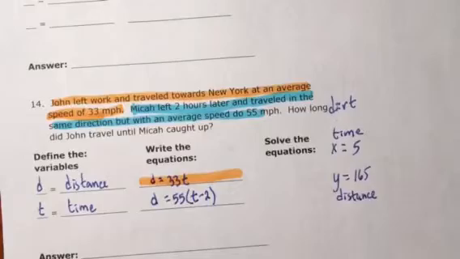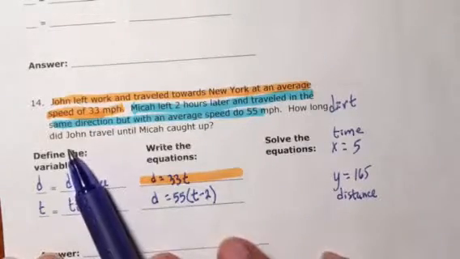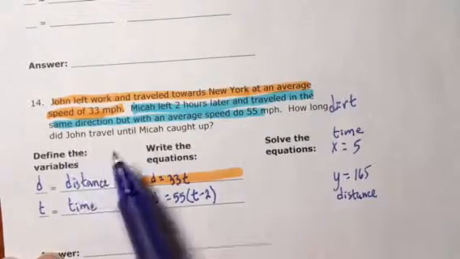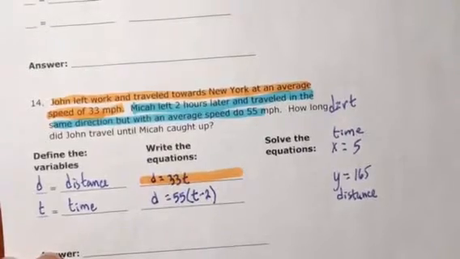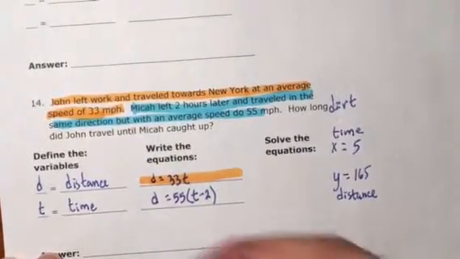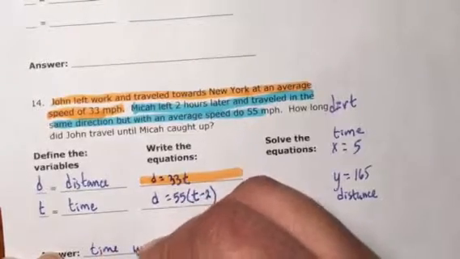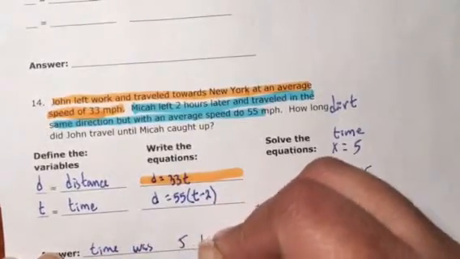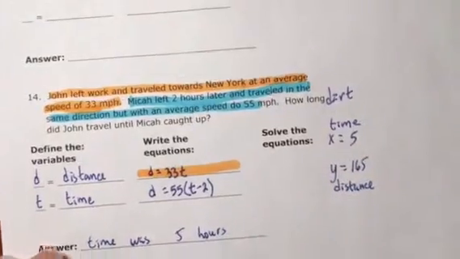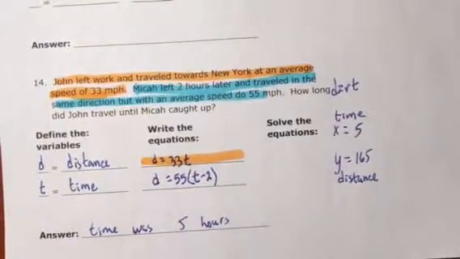Okay, so how long did John travel to catch up to Micah? We're going to say the time was 5 hours. So there you go.